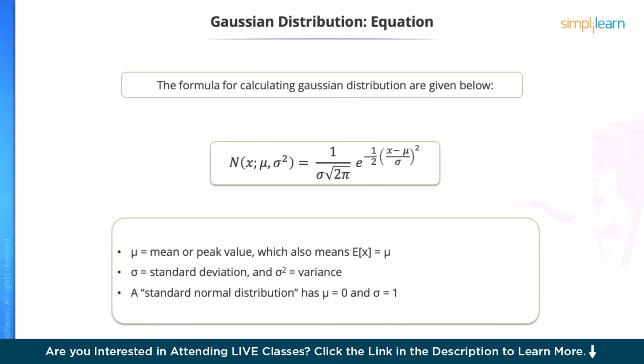Equation. The formula for calculating Gaussian distribution is described as the normal distribution of x, that is the function of x given mean mu and variance sigma square, can be calculated as 1 upon sigma square root of 2 pi, e to the power minus half, x minus mu divided by sigma, whole square, where mu is the mean or peak value, which also is the expected value of x. Sigma is the standard deviation, sigma square is the variance. A standard normal distribution has a mean of 0 and a standard deviation of 1.